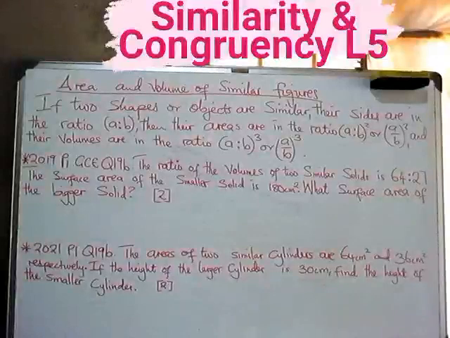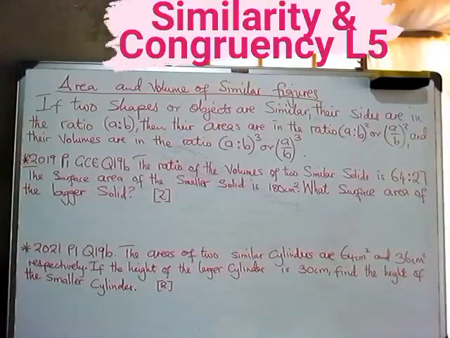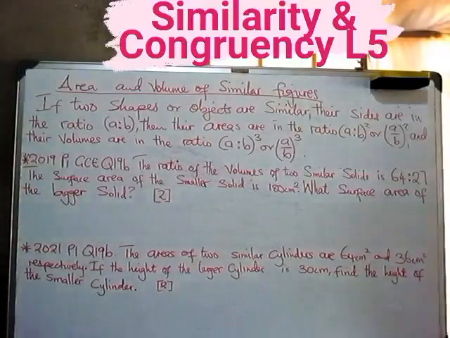Area and volume of similar figures. We are told that if two shapes or objects are similar, their sides are in the ratio A to B. Then their areas are in the ratio A to B, both in brackets, then you square them, which can also be written as A over B in brackets, then you square.